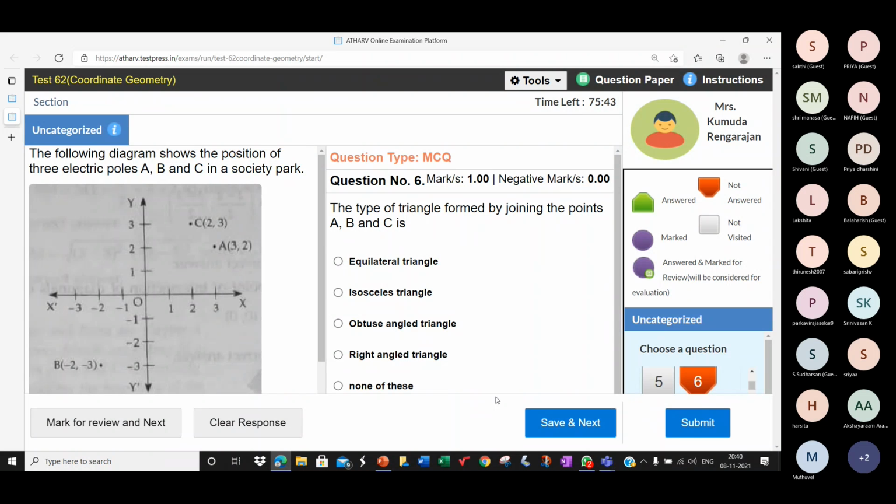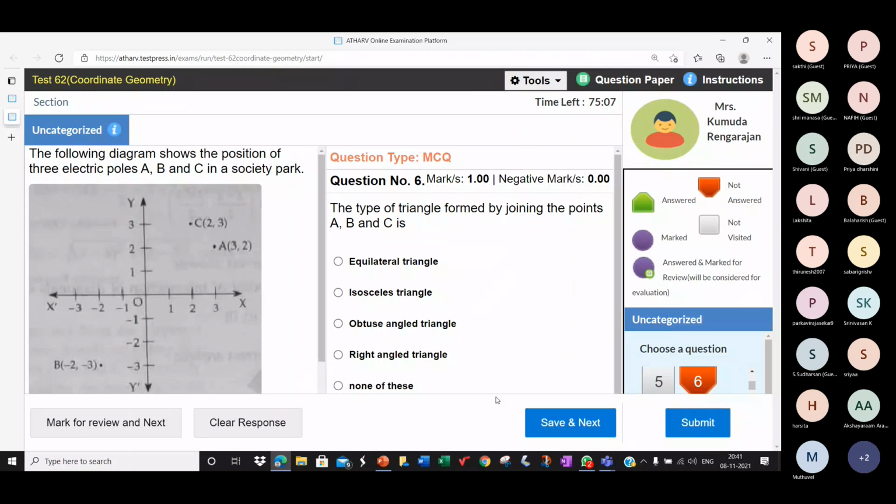So that means you need to have the lengths AB, BC, and AC. Find AB, find BC, find AC, all of you. What's AB, children? Root 50 units, ma'am. So what is AB square? 50. So AB square is 50.